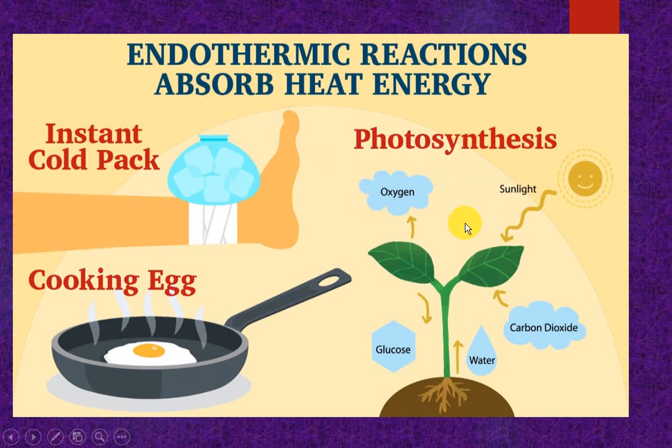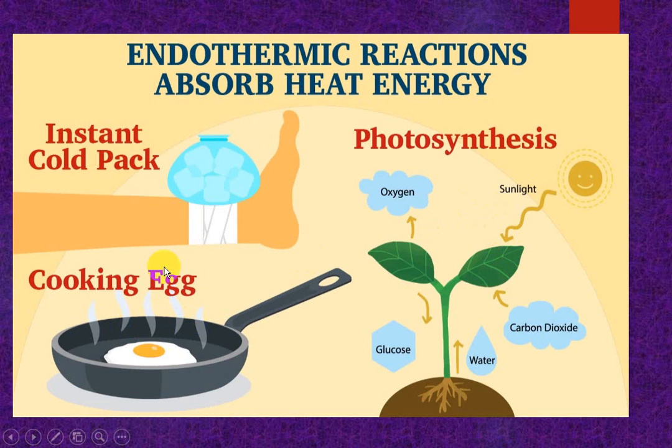plants produce food. They gain carbon dioxide and water, and form glucose and oxygen. This is the photosynthesis reaction. In the presence of sunlight, oxygen and glucose are formed. Carbon dioxide and water react and form oxygen and glucose. And here we feel cool. This is the exothermic reaction.